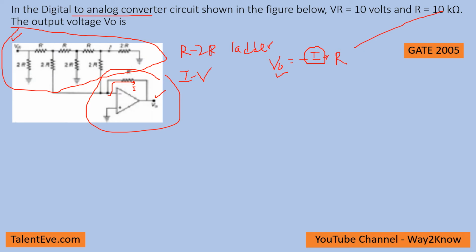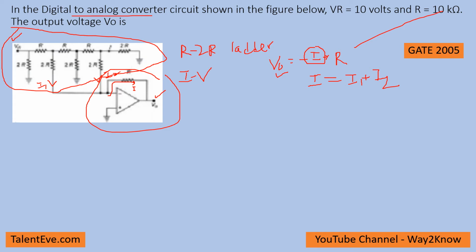To calculate I, we have to know I1 and I2, because these are the two nodes from which the current will be input to the op amp. So I is given by I1 plus I2. These are the two currents that will be coming out of these nodes. Now we have to calculate the I1 and I2 currents. For this we have to take this R-2R ladder and find out how the current is flowing.